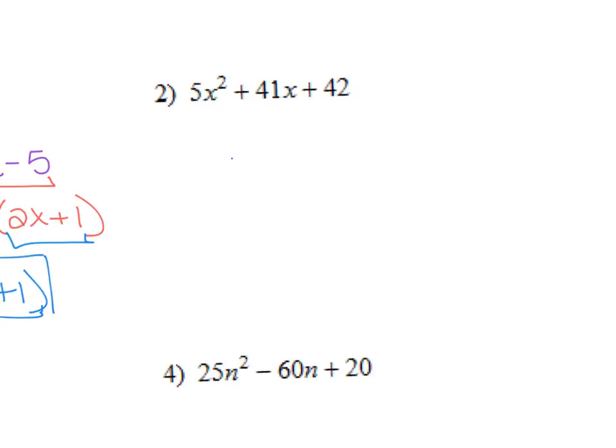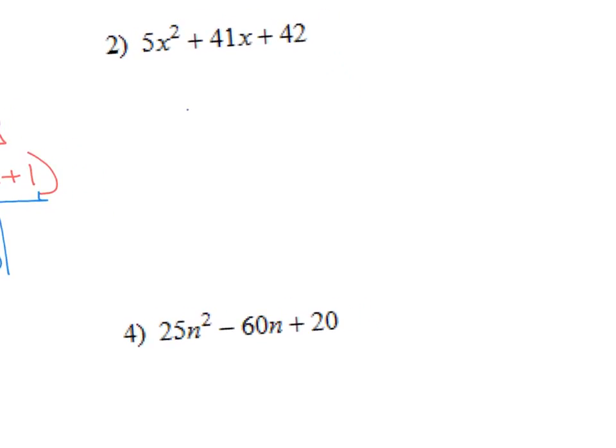All right, I'm going to try number 2 for you. So let's try this again. Number 2, I have 5x squared plus 41x plus 42. The first thing I want to do is 5 times 42. I want to multiply my a by my c. So 5 times 42 equals 210.